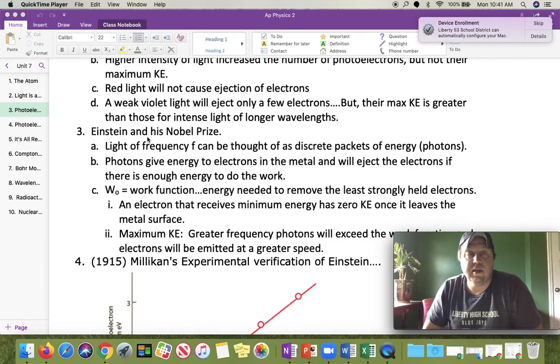So Einstein basically figured out that light, as a frequency, can be thought of as discrete packets, and that's where the term photons comes from. Einstein realized that Planck's quantum hypothesis of the way light behaves was correct. Photons give energy to electrons in the metal and will eject electrons if there's enough energy to do the work. Okay, so basically what that means.